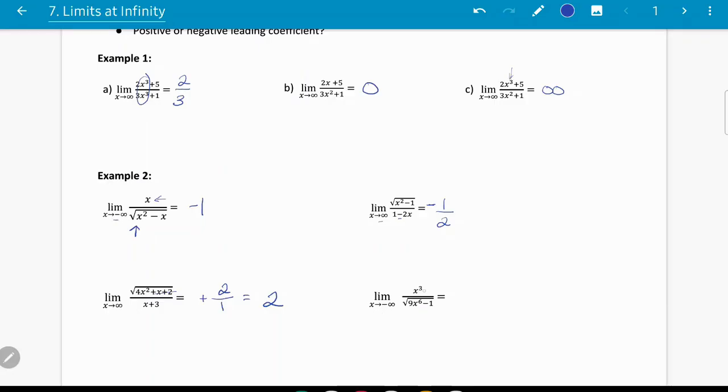Looking at this last one, we have x cubed over the square root of 9x squared, and so the effective power is again the same. We need the square root of 9, so that's 3 and 1, but we are going to a negative number. We know we're going to have a positive in the denominator and a negative in the numerator, and so our limit is -1/3.